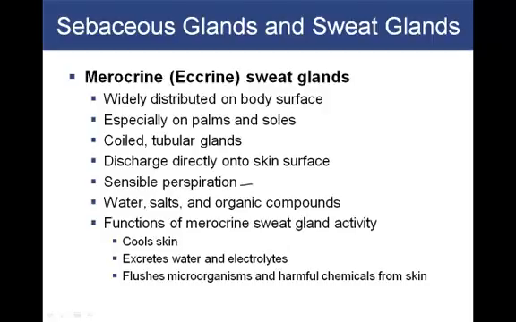The product of the sweat gland is largely water. In fact, I would venture to say it's 99% water. But you always have a few other substances in there. We have salts and some organic compounds, amino acids, things of that nature. The function of merocrine sweat is to cool the skin. We use this in thermal regulation.